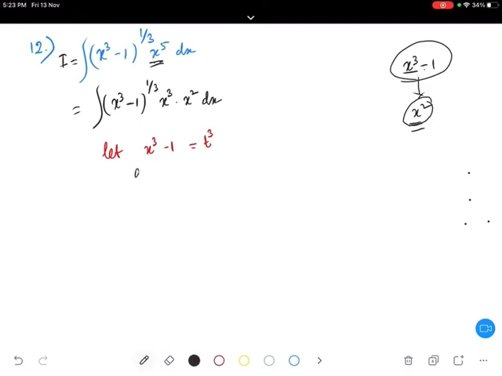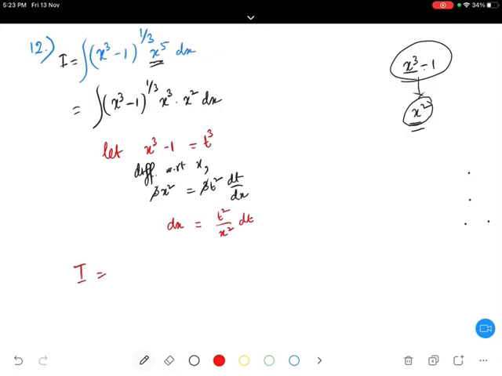Now differentiating with respect to x, what do you get? 3x square is equal to the differentiation of t cube, which is 3t square dt by dx. So 3 gets cancelled. So dx is equal to what? dx is equal to t square by x square dt. So this is what we have as our dx. So let us find I.